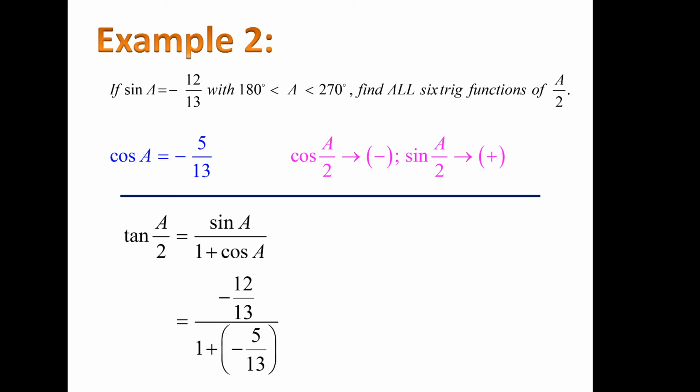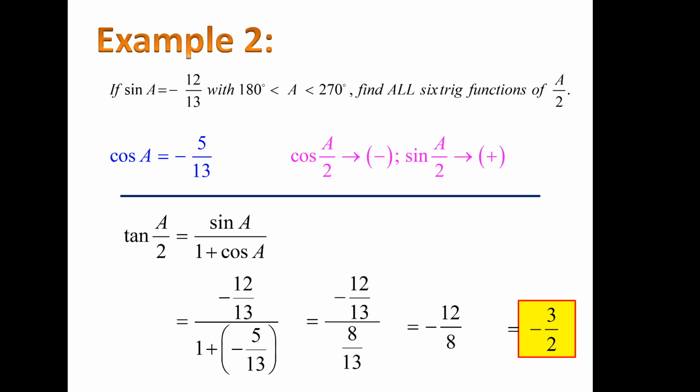And then for tangent, similar. So whatever the ratio that we have, plug in a number, evaluate. So got to be careful with the fractions within other fractions. So this one is division. So that means you multiply by the reciprocal. And then reduce. So it's negative 3 over 2.